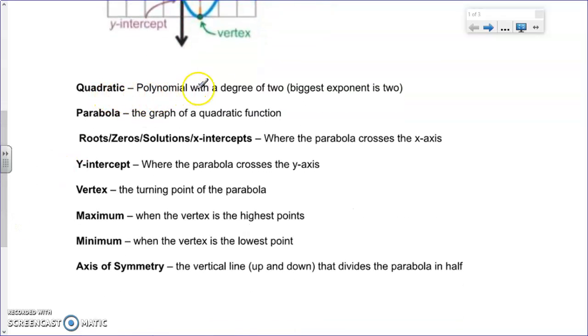A quadratic is a polynomial with a degree of 2. The biggest exponent is 2. The parabola is the graph of the function. Roots, zeros, solutions, x-intercepts: where the parabola crosses the x-axis. The y-intercept: where the parabola crosses the y-axis. Vertex: the turning point of the parabola. If it's a maximum, it's the highest point; a minimum, the lowest point. Axis of symmetry: the vertical line up and down that divides it in half.